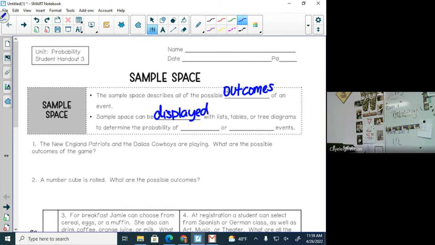And sample space can be displayed in a few different ways. You can either display it with a list, a table, or a tree diagram. I kind of do a combination of a list with a diagram, and I'll show you that. It'll make more sense to you. And then these diagrams determine the probability of simple or compound events.